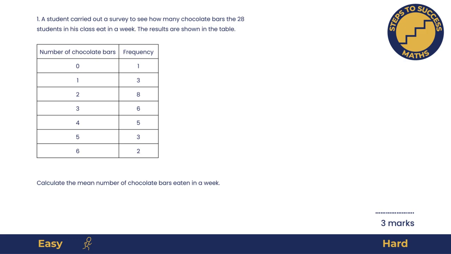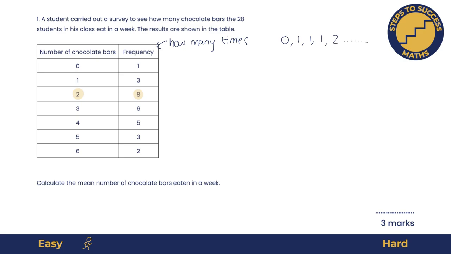Okay, so it's important to understand what's going on in a question like this. It tells you the number of chocolate bars and the frequency. The frequency is how many times it happens. So if we were writing this data out, we'd have 0 chocolate bars just once because the frequency is 1. Then we'd have 1 chocolate bar 3 times, 1, 1, 1. 2 chocolate bars 8 times, 2, 2, and you'd write it out 8 times. But that's a lot of work.